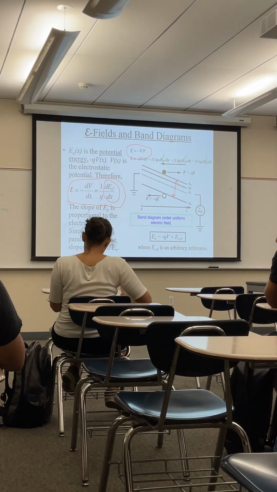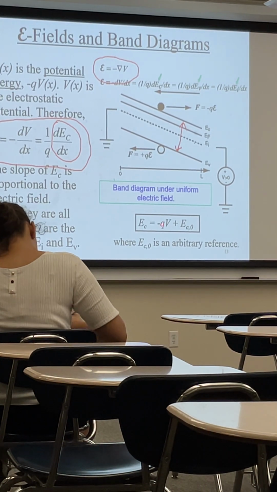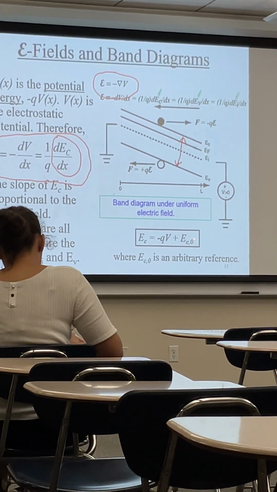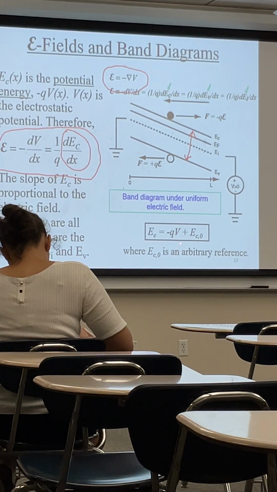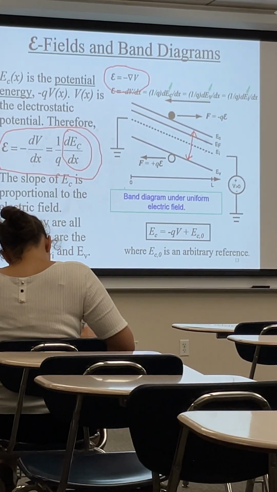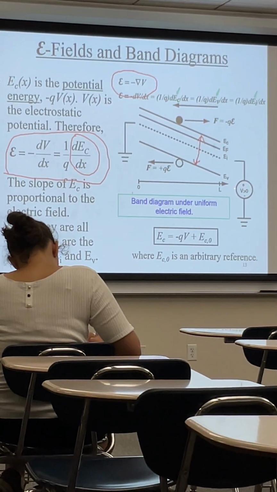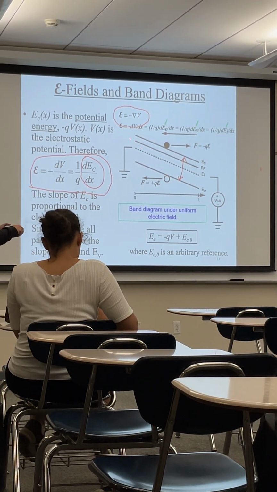This is also related to this equation, the definition of EC. EC is related to minus QV, and of course we can define a certain reference level here. If we increase the voltage, because we have a minus sign here, EC will decrease. This can also be understood this way: a positive voltage pulls down the band.